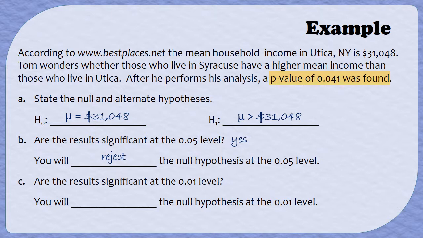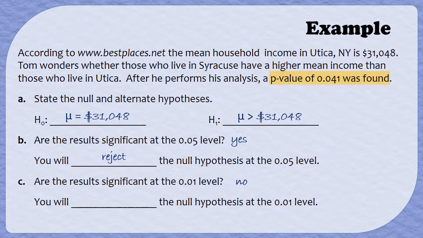Now, Tom could also have conducted this test at the 1% level instead. So instead of using a 5% cutoff, right, less than 5% is weird, Tom could have used the 1%. He could have said, no, my threshold for weirdness is at 1%. If that were the case, 4.1% is more than 1%. So for part C, the results are not significant at the 0.01 level because 4 is not smaller than 1.